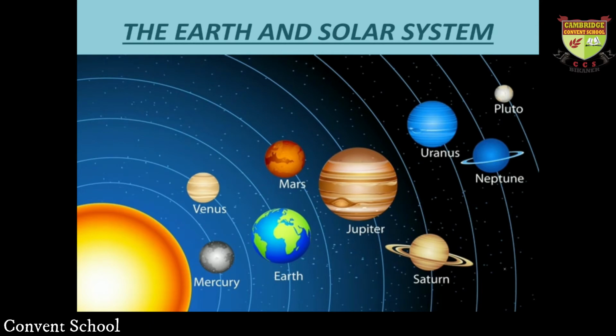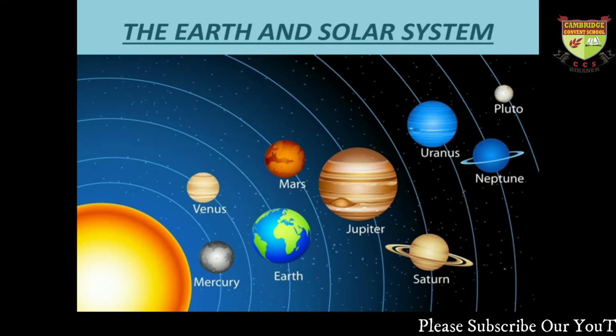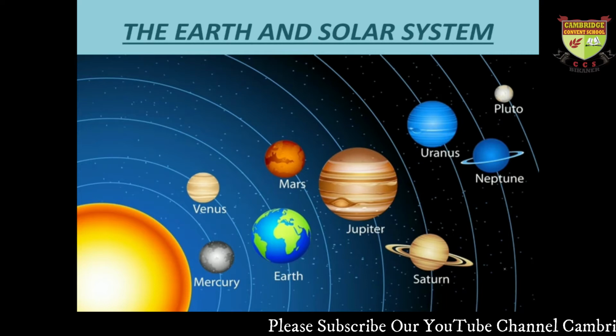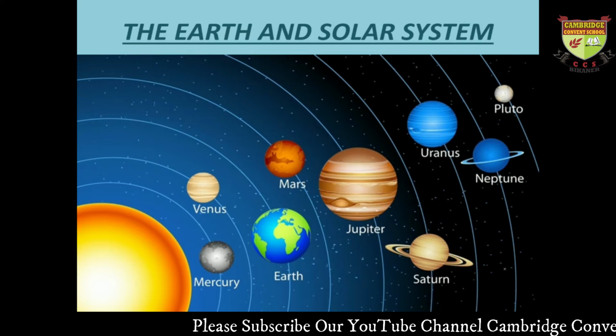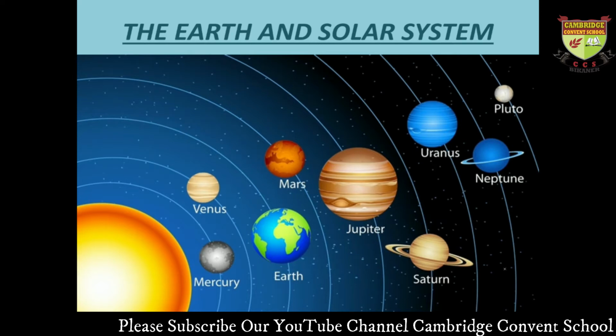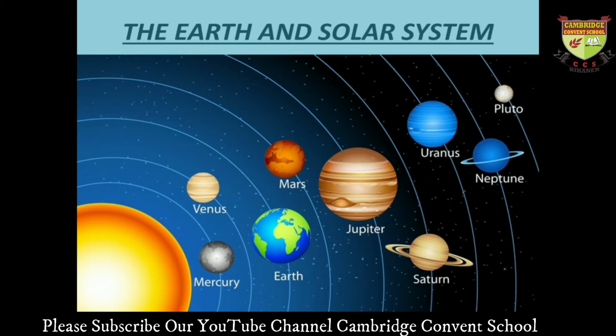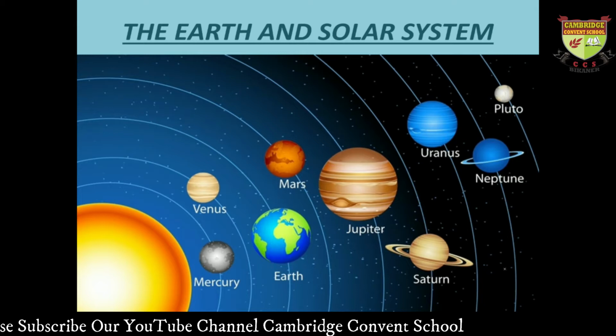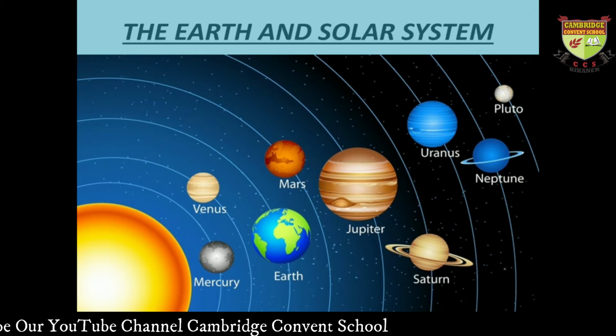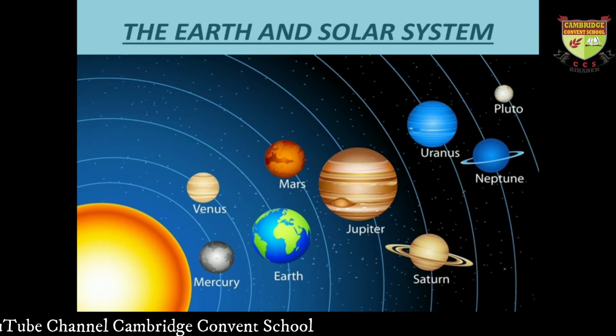Today we are going to learn a new chapter named the Earth and Solar System of your subject, SST Geography. What is the Earth, what is the solar system, how is it formed, and how does it look? We are going to learn this chapter completely. As you can see in this picture, there are some planets here: Venus, Earth, Mars, Jupiter, and we will learn about them.